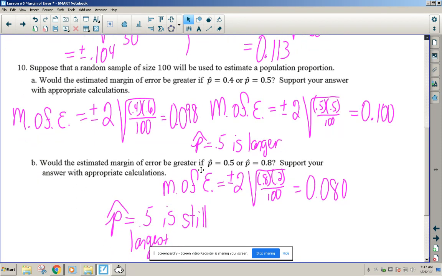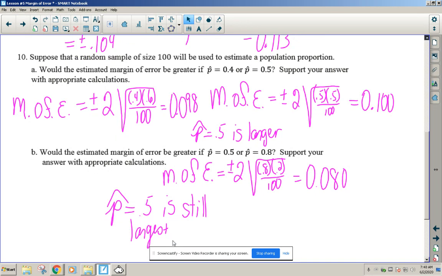Would the estimated margin of error be greater at 0.5 or 0.8? Support your answer with appropriate calculations. Well, I already did the 0.5. For 0.8, I had a much smaller margin of error. I had 0.080. So the margin of error would still be greatest at 0.5. So it looks like your margin of error would be better if you were a little below or a little above the 0.5.